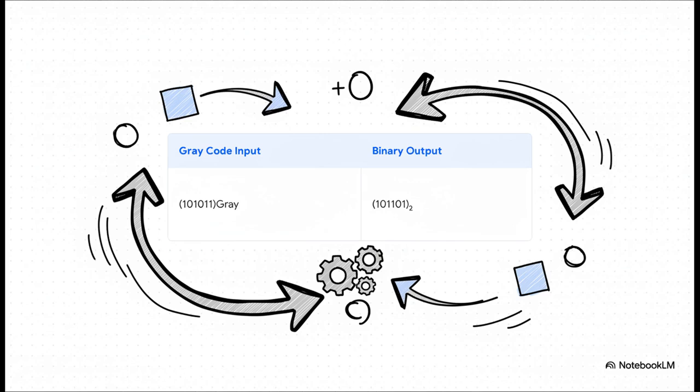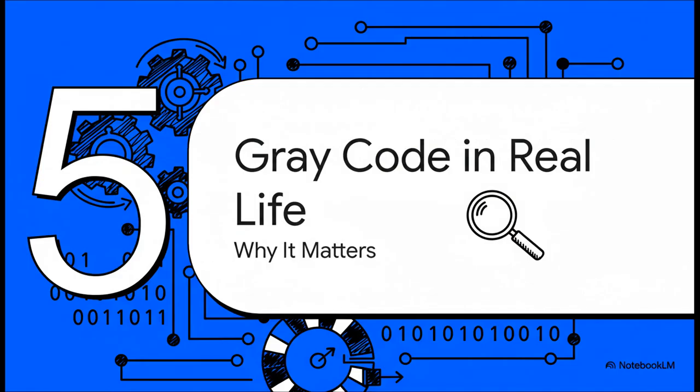All right, let's try it with this gray code. 101011. First step, copy down the 1. Now for that diagonal addition, our new binary 1 plus the next gray bit, 0, gives us 1. Our new binary 1 plus the next gray bit, 1, gives us 0. Then, our new binary 0 plus the next gray bit, 0, gives us 0. Next, 0 plus 1 is 1. And finally, 1 plus 1 is 0. So our final binary number is 110010.